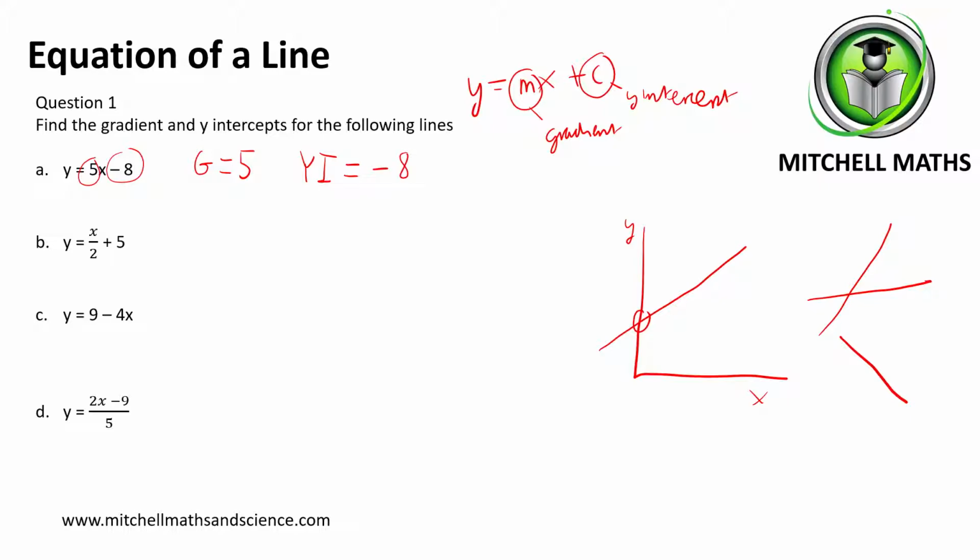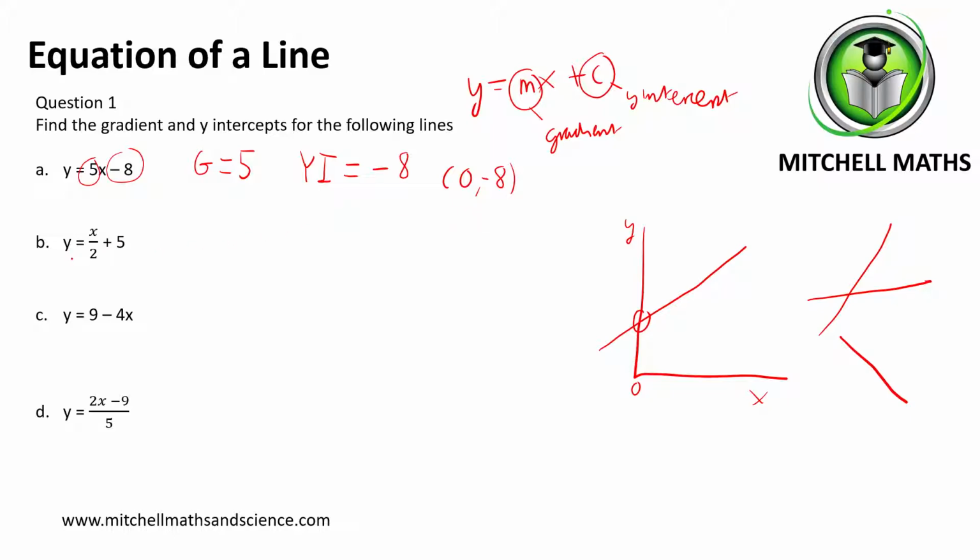Sometimes they will ask you to write it as coordinates, and if they do, we always know that the x is 0 at this point on the y-axis. Therefore, the coordinate would be (0, minus 8) if they asked us to give it in coordinates.